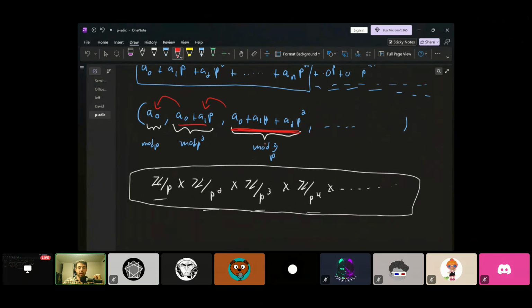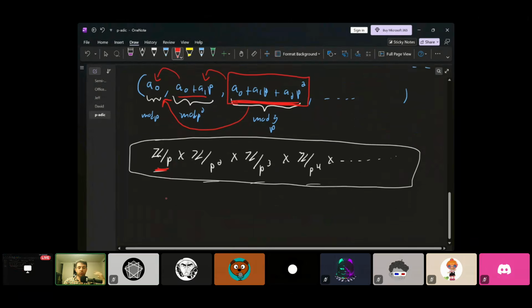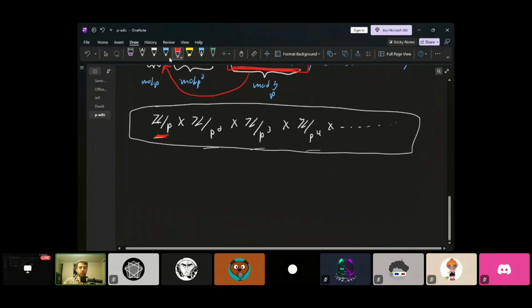And in fact, this is transitive. If I look at the mod p cubed entry, and I took it in one step and computed that mod p, I would just recover a naught, the Z/p entry. So here is definition number 1 of many of the p-adic integers.